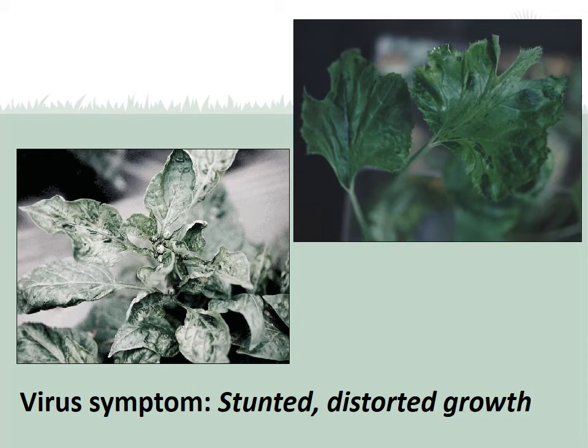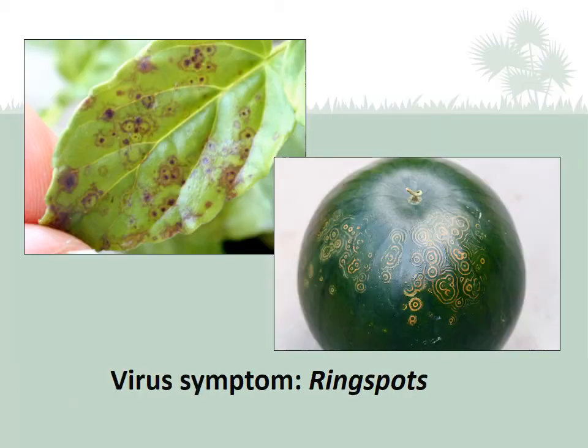So with viral symptoms, we have to be very careful and make sure we are scouting continually to look for key symptoms such as stunted or distorted growth, like we see here in the left and right hand pictures. Another virus symptom we find on leaves and on fruits are these ring spots. You'll notice these are concentric rings that form very interesting patterns along leaves and fruits and are very characteristic of viruses, in this case on the right-hand side of viruses only.